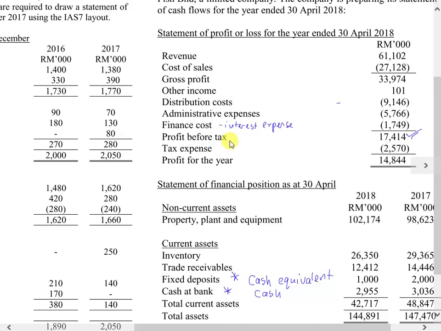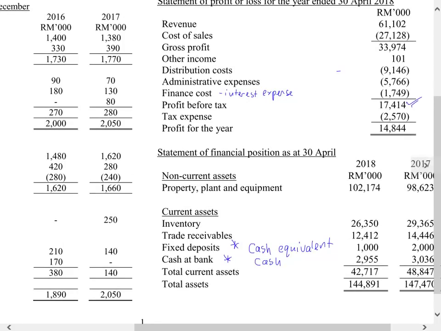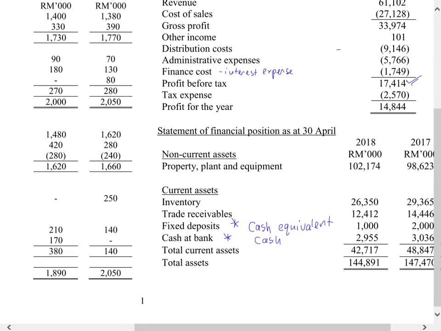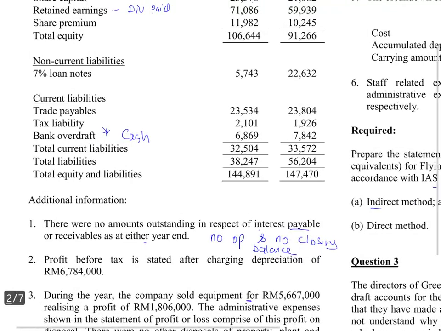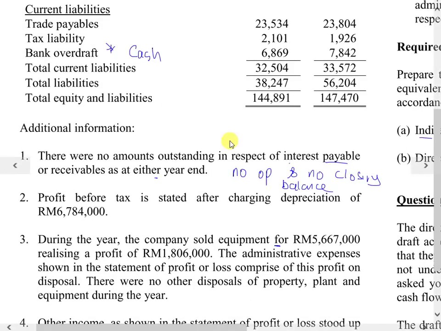No depreciation is given here, but there should be depreciation later. And other income, not sure what this is. So let's look at note 1. There were no outstanding balances in respect of interest payable or receivable as at either year-end, meaning at opening and also closing, no outstanding balance. So I wrote no opening and no closing balance for both interest receivable and payable. This is a very important note implication.